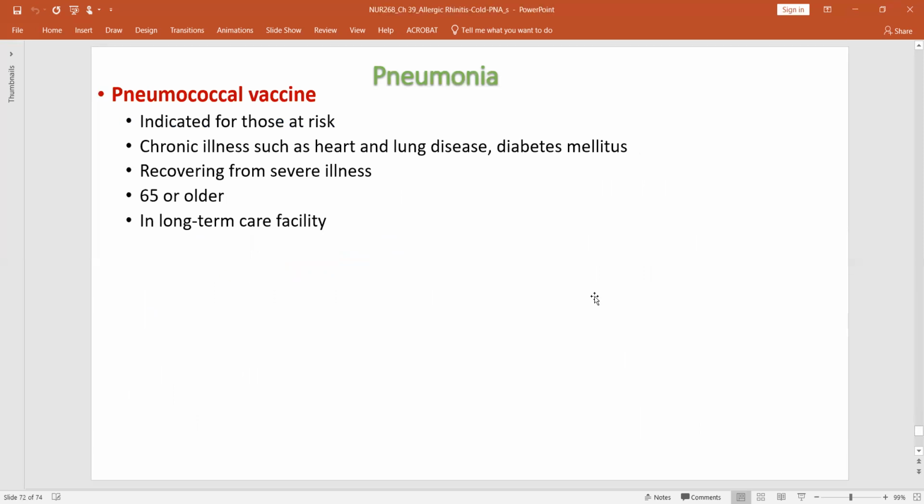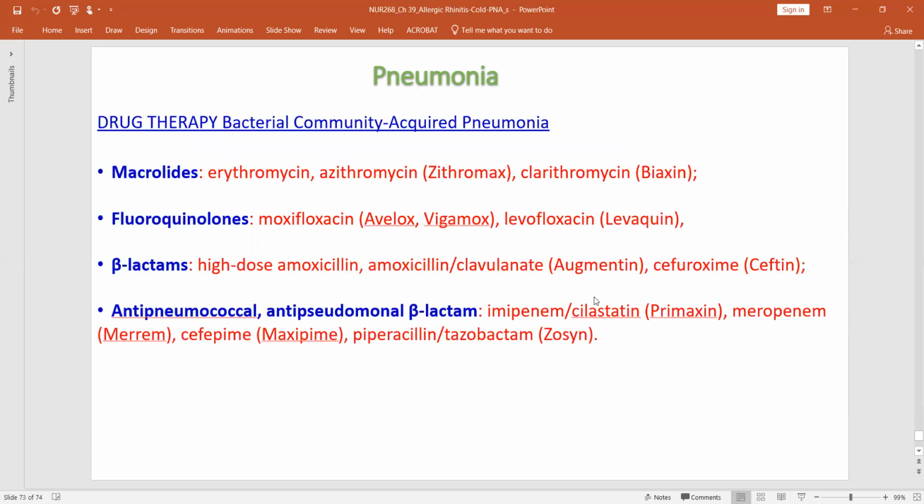So, pneumococcal vaccines should usually be given once every 5 years. And we have specific guidelines and criteria for who should receive the pneumonia vaccines. These are the antibiotics or medications for pneumonia, and we covered this in the other chapter on antimicrobial drugs.